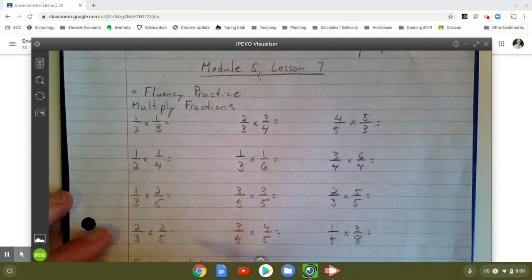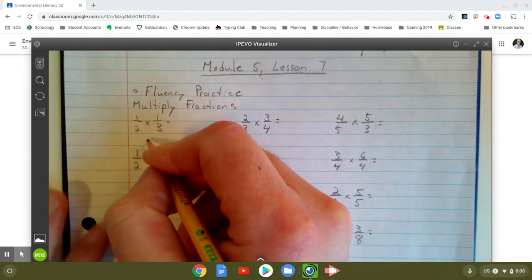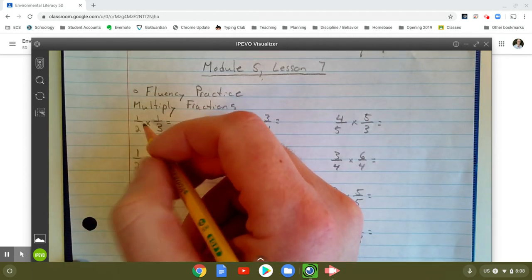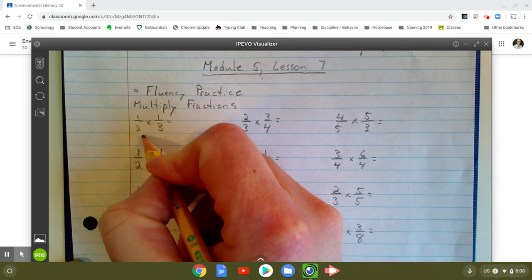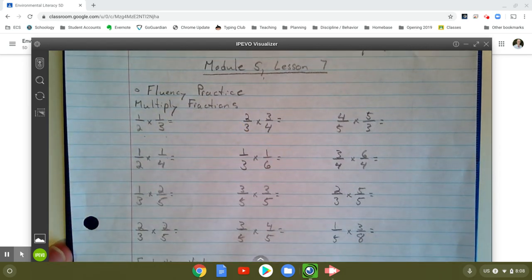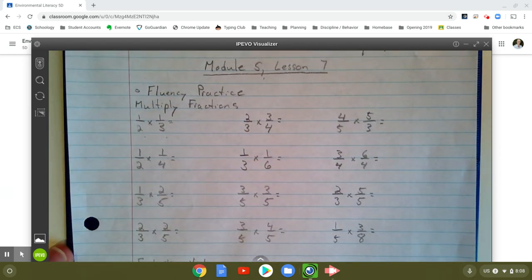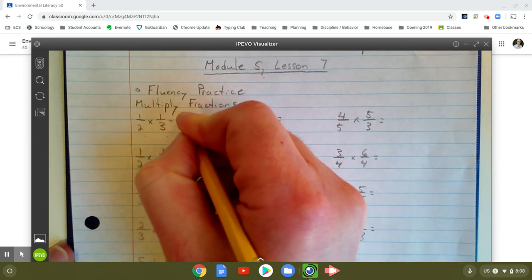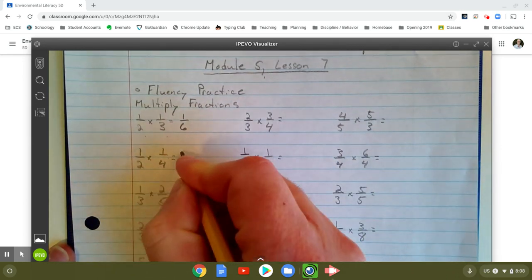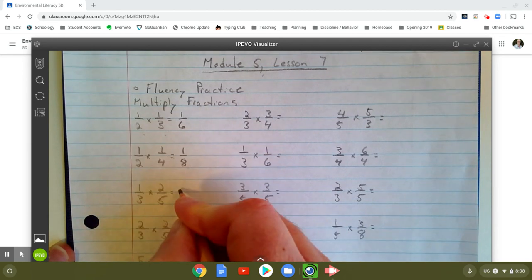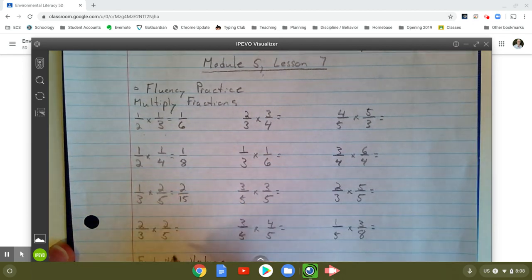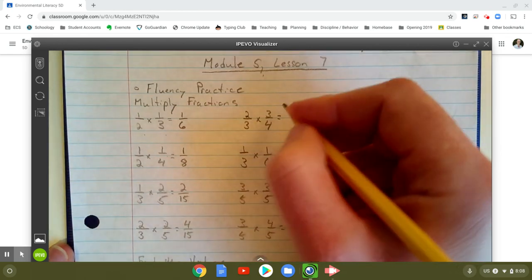But once you've taken a look, let's see here. So half times a third. If I'm taking a third of a half, I'm going to get something even smaller, right? That's something that often happens when you're multiplying fractions. So 1/6. Let's see, this is 1/8 and 2/15, 4/15. None of those can be reduced. Those all just like that.